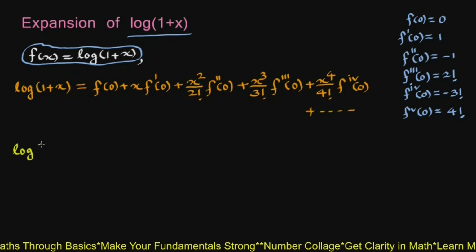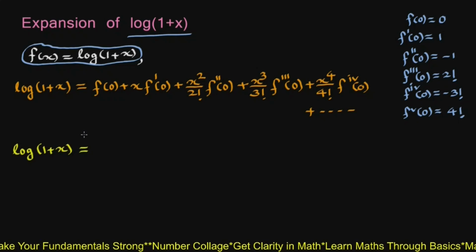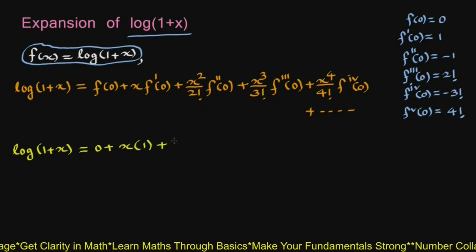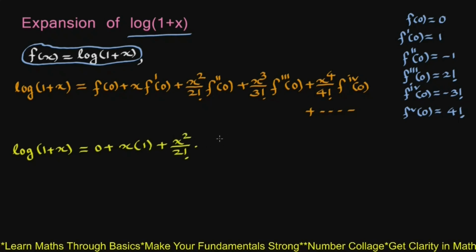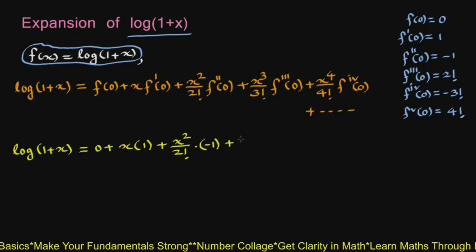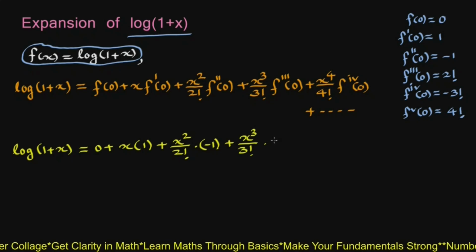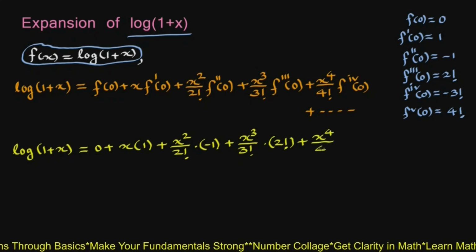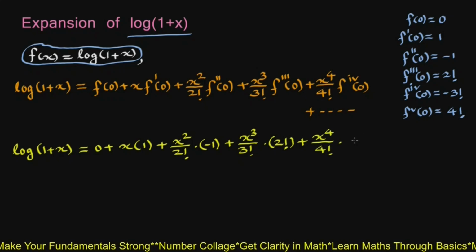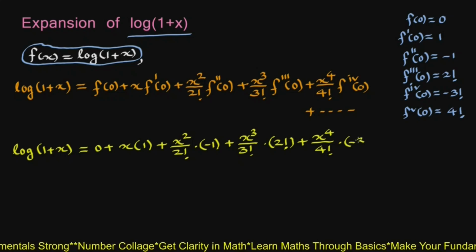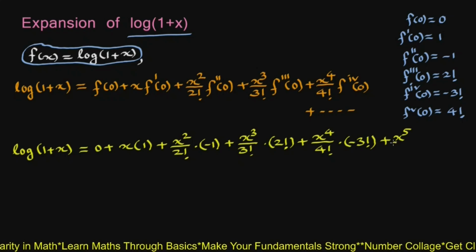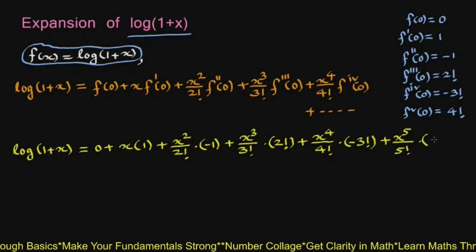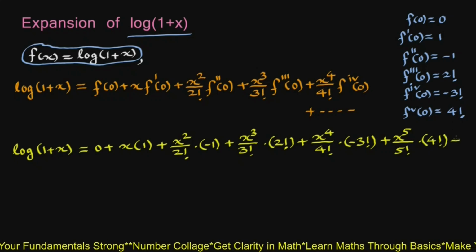That will be log(1 + x) equals f(0), which is 0, plus x into f'(0), which is 1, plus x²/2! into f''(0), which is -1, plus x³/3! into f'''(0), which is 2 factorial, plus x⁴/4! into the fourth derivative at x = 0, which is -3 factorial, plus x⁵/5! into the fifth derivative at x = 0, which is 4 factorial, plus so and so forth.